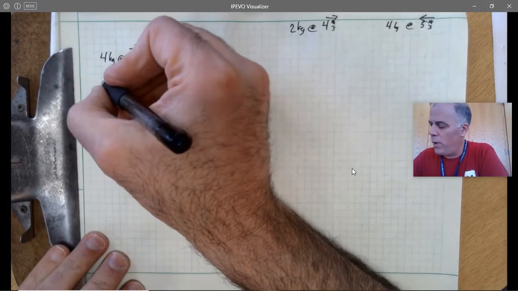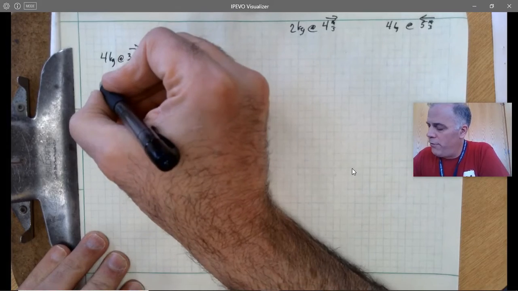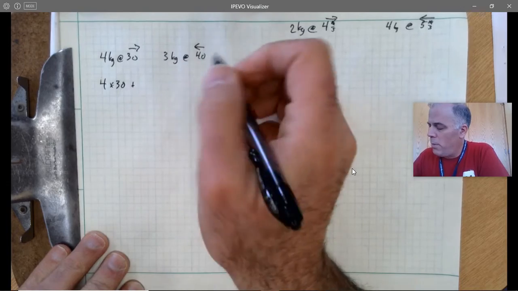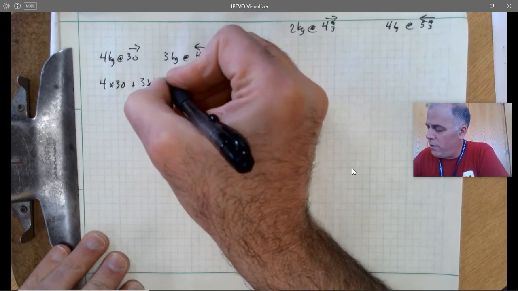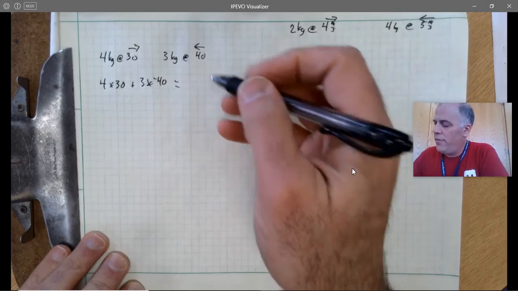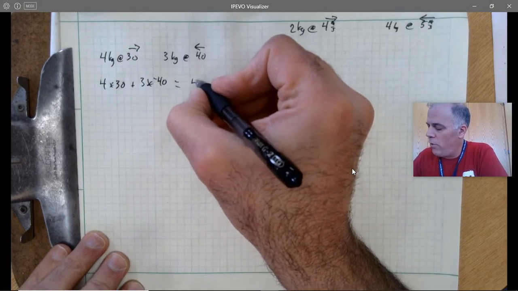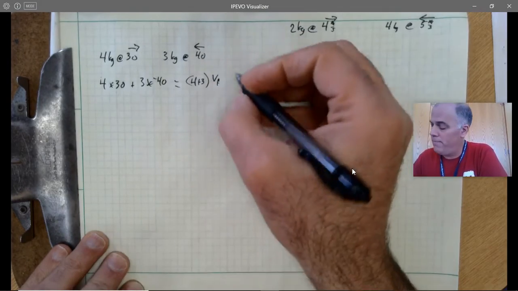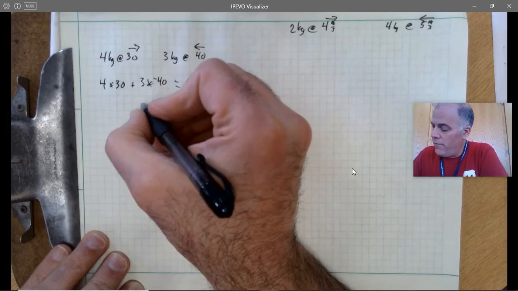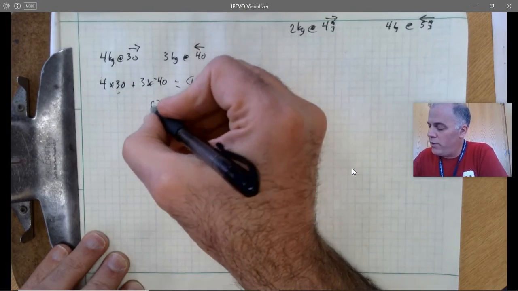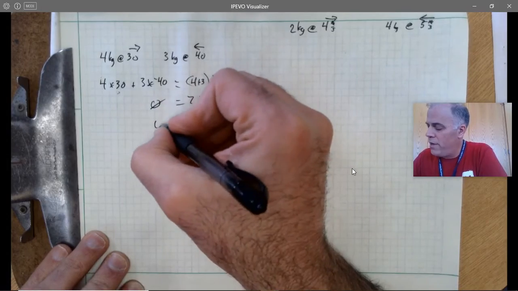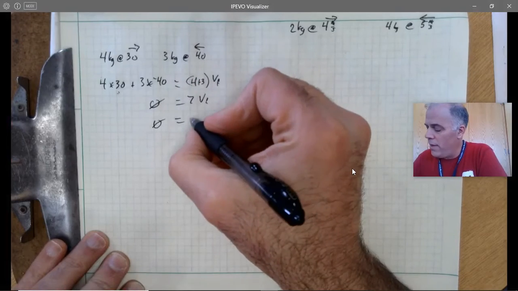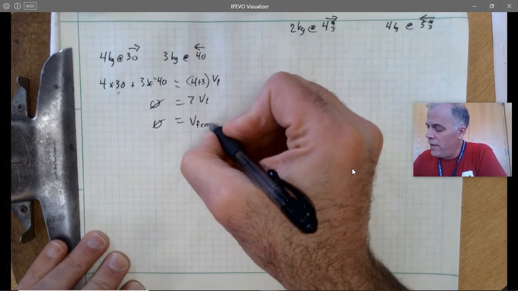Okay, and just to review, the way we do that is we take the momentum of the first, 4 times 30, plus the momentum of the second, 3 times negative 40. And we set that equal to the total mass, which is going to be 4 plus 3, times the speed of the center of mass, the final speed. In this case, we have 120 minus 120, so 0 equals 7 times VF. So the center of mass, in the example that I was showing you on the simulators just now, the speed of the center of mass is 0.